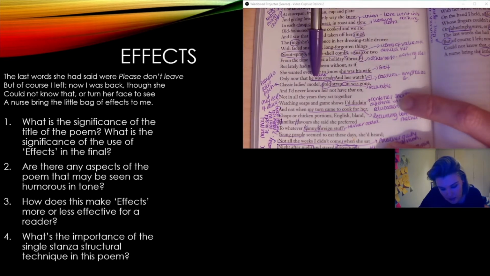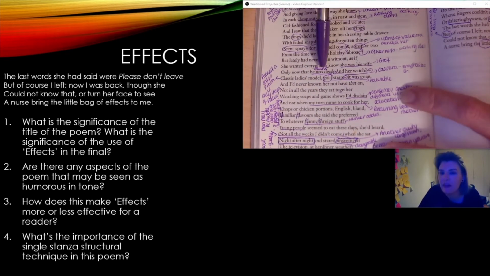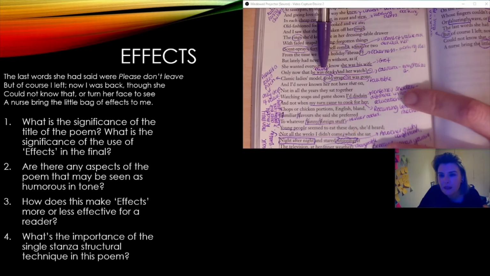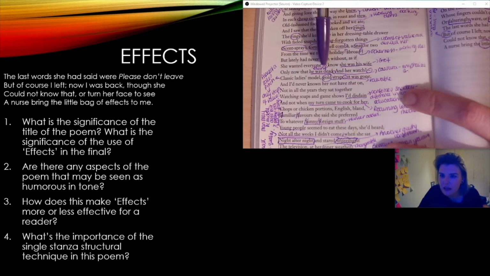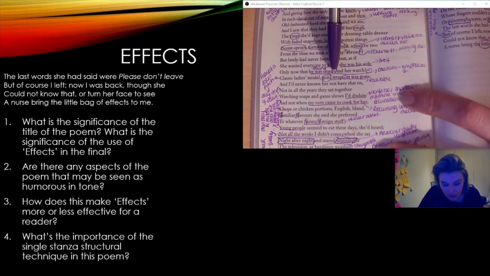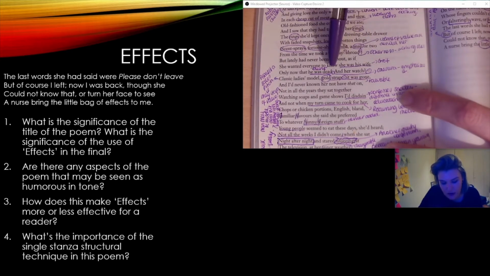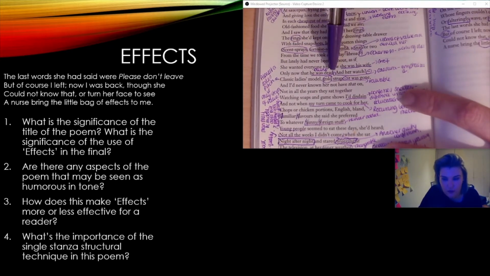Only now that he was dead. Very blunt there, it's very declarative in the way it ends there. And we've got the caesura, so there's emphasis on that finality as well of the death of the father. And it's almost described with a lack of sensitivity here.